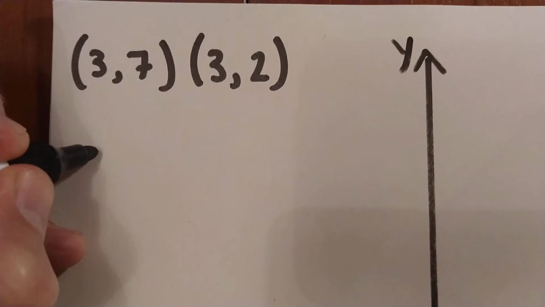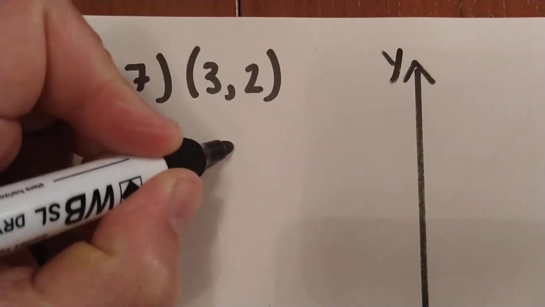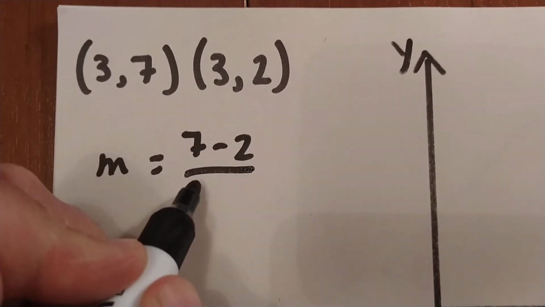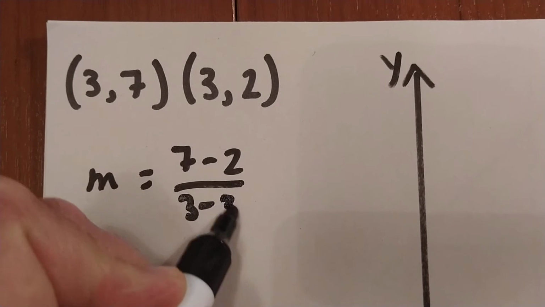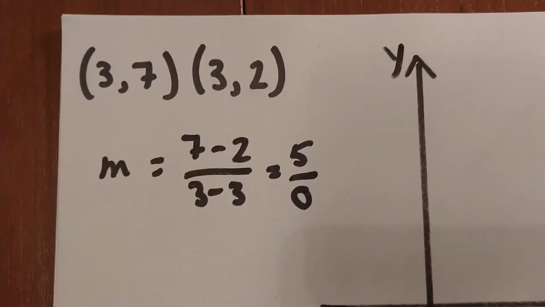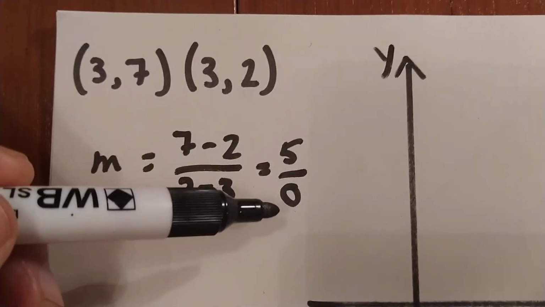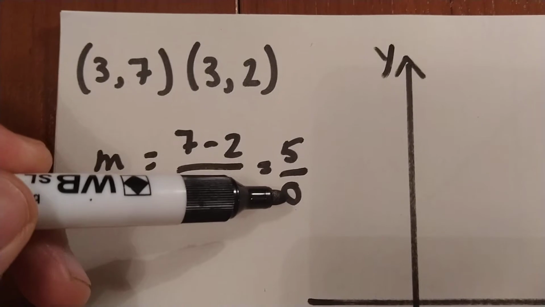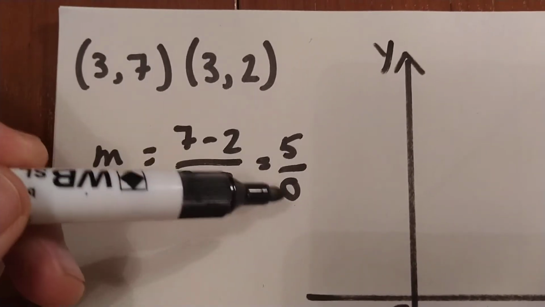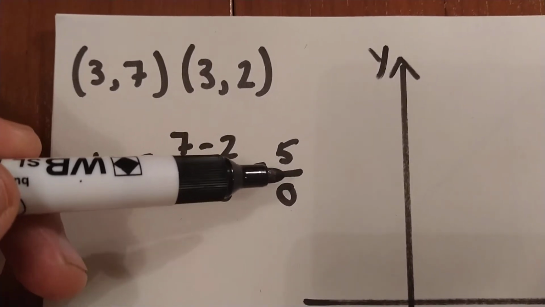For a question like this, you'd say gradient is change in y, let's say 7 take away 2, over change in x, 3 take away 3, which is 5 over 0. And this sometimes causes a problem, because people look at this and either say, I don't know where to go with this and give up, or perhaps more would say, oh, 5 over 0, I'll just call that a gradient of 5. That is not a gradient of 5.